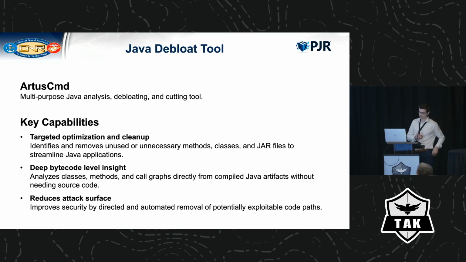The reason why this is super important to consider is that it overall improves security by directly and automatically removing potentially exploitable code pathways. What's called bloat is this piece of functionality or code within your application that is not even used in the first place. And so all it's doing there is just sitting there, allowing an attacker to potentially utilize it in the future.